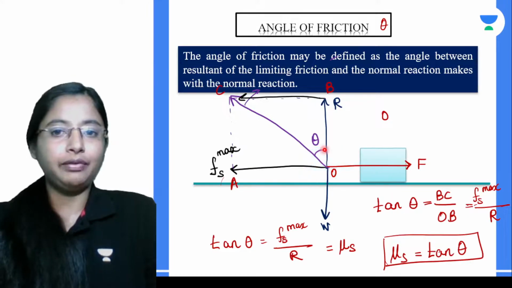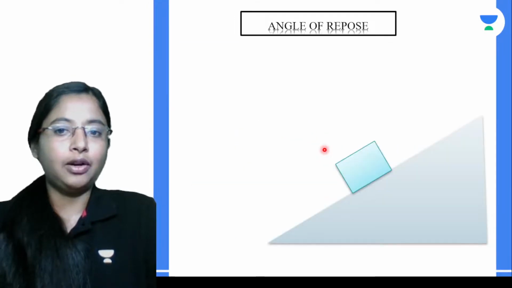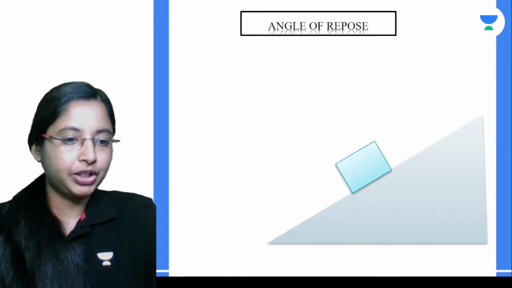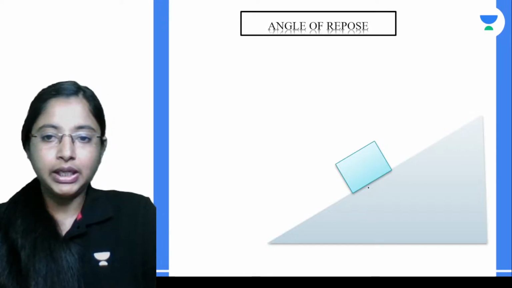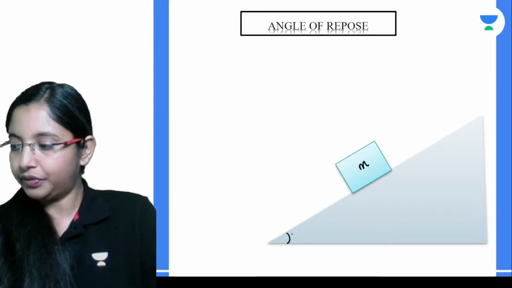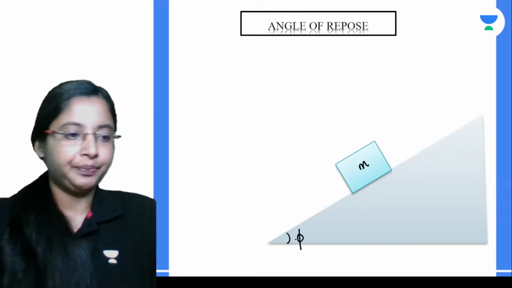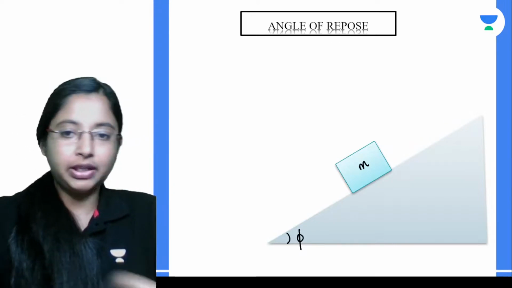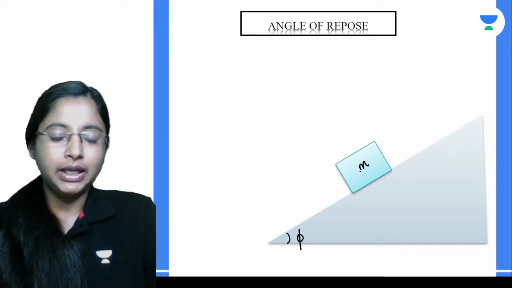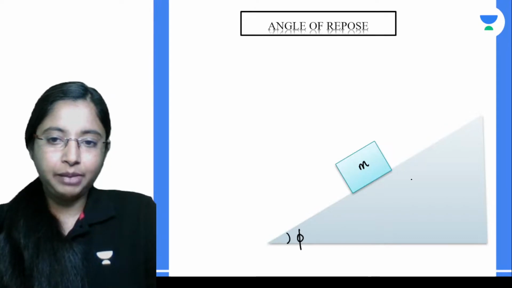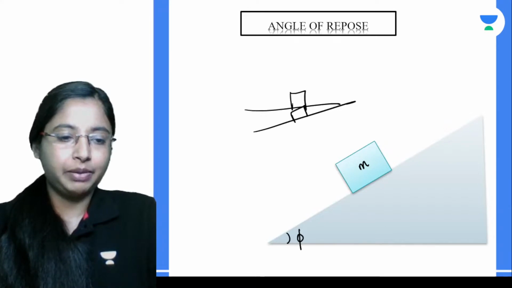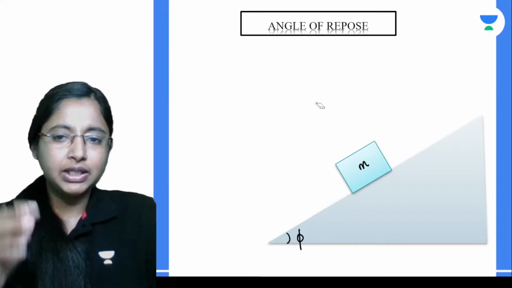Now similar to this, we also have the angle of repose. Let's say we have kept an object of mass m on this particular inclined plane, and let's say the angle of the inclined plane is phi. Let's say initially it was kept on a flat surface, and we keep increasing the inclined plane angle so that the block just begins to slide.